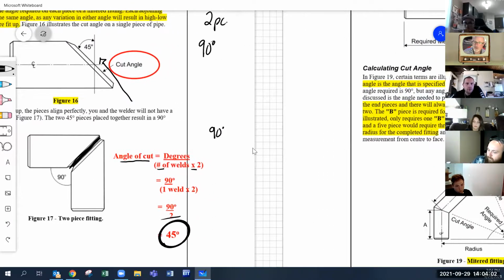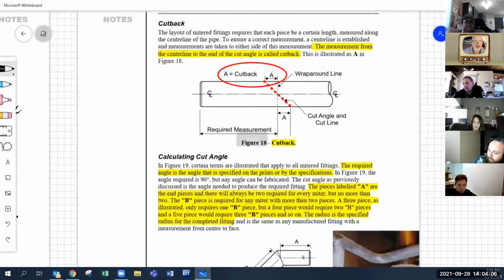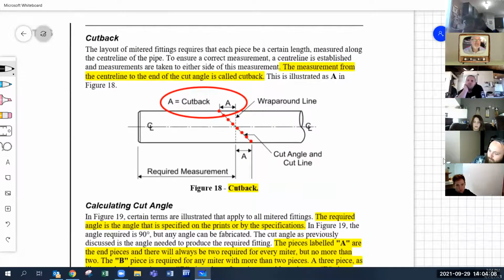But that's not what I really want to talk about. What I want to talk about in here is the cutback. The cutback is the measurement from the center line to the end of the cut angle. So this is what you would cut here. This is the cut angle line, and this would be the center right here. So this piece is called the cutback.